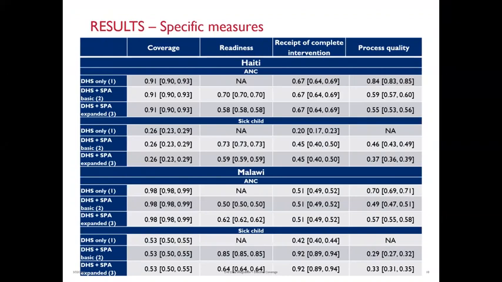So let's turn to the results. This table shows the results for the specific measures we use to calculate the effective coverage cascades. To present the results, I'm really just going to focus on Haiti and Malawi in the interest of time. But if you're interested in the results for the other 3 countries, you can refer to the report. So we can see that overall antenatal care coverage in Haiti and Malawi is high. It's over 90% for both. While sick child coverage is low, only 26% in Haiti and 53% in Malawi.